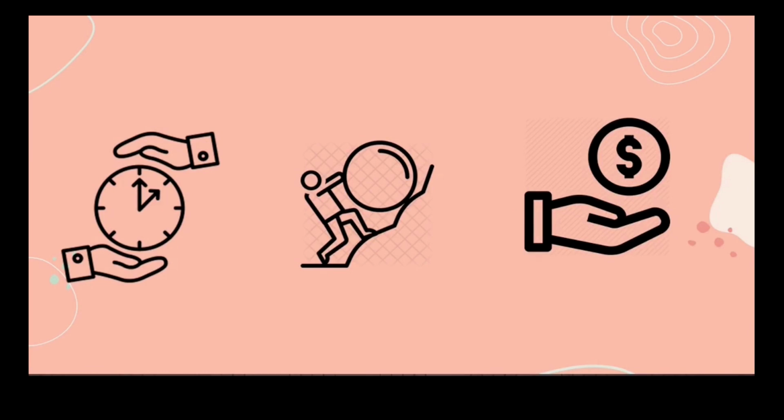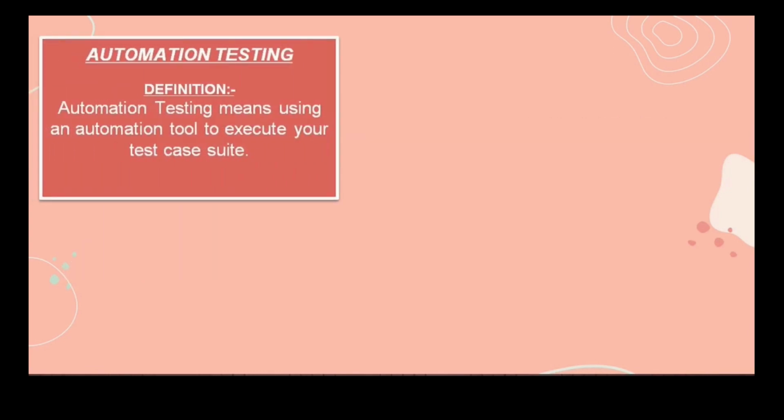Automation is of two types: automation testing and test automation. While you might think these are different ways to say the same thing, these terms actually have very different meanings. Automation testing means using an automation tool to execute your test cases. Whatever test cases were executed in manual testing, you can automate using an automation tool, and that is called automation testing.